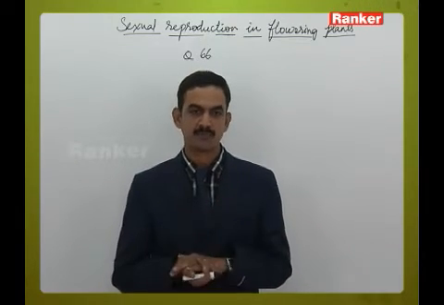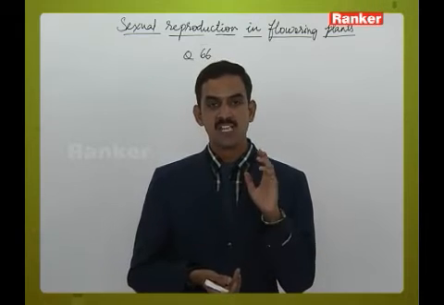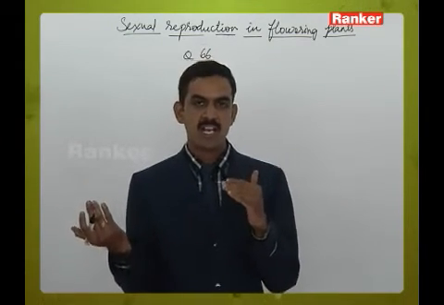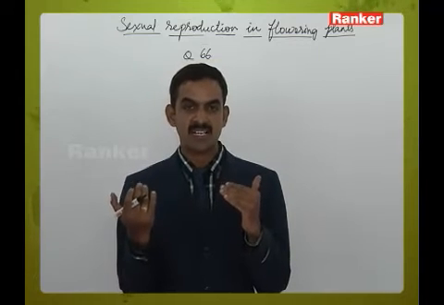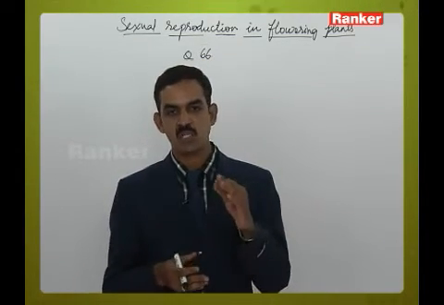So that is correct. Then anthers and stigma should lie close to each other. So there is one more condition, that there should be some way that they are very much near to one another, so there is an easy transfer of pollen grains from anther to the stigmas. So that is also correct.